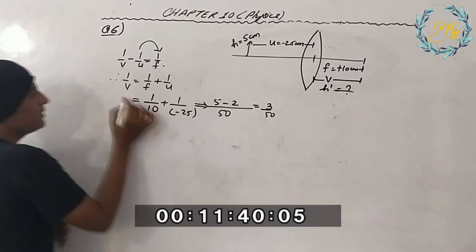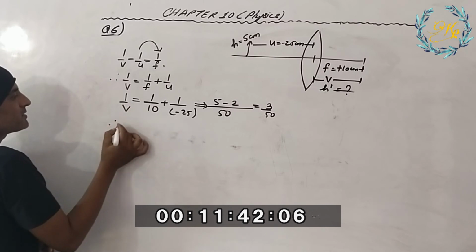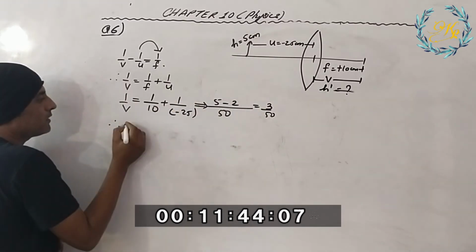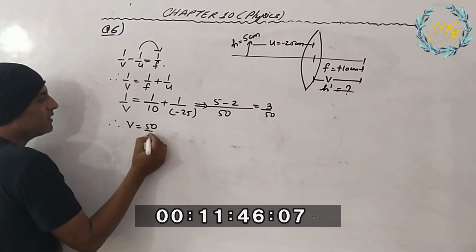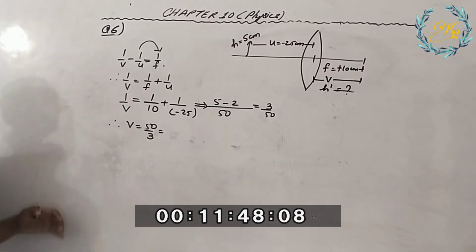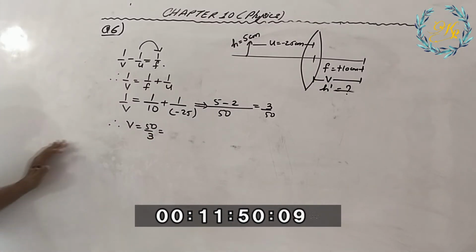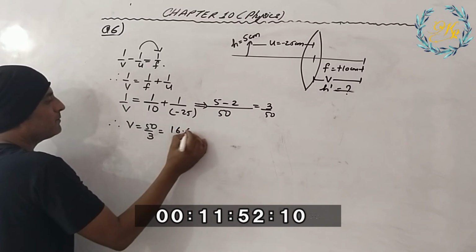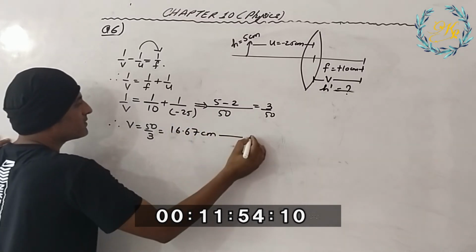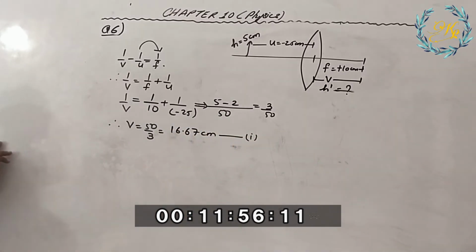But this value is the reciprocal of image distance. So reciprocating this value, you get image distance is equal to 50 upon 3. When you divide 50 by 3, you get the answer as 16.67 centimeters. So this is the first answer, that is the image distance that we have found.